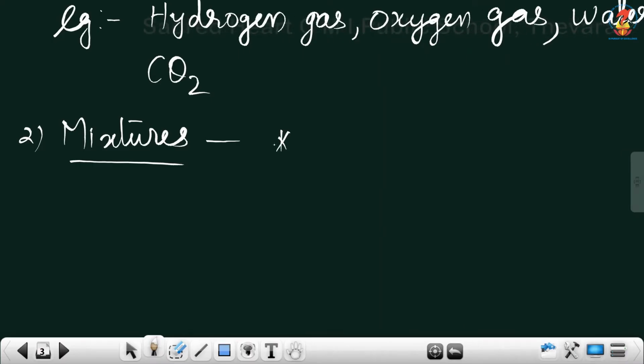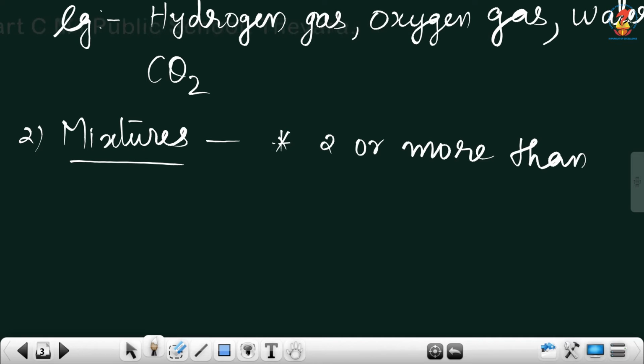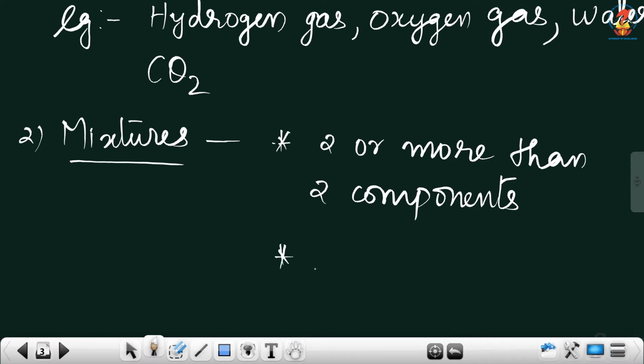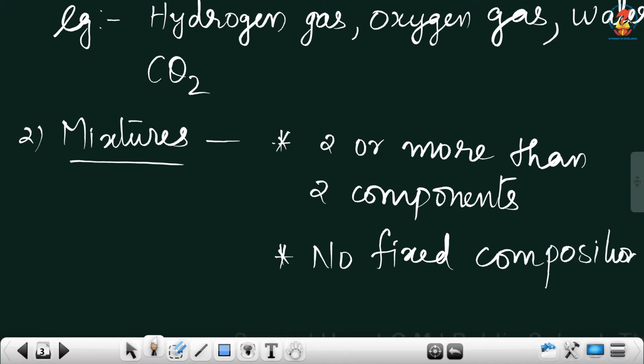Mixtures contain 2 or more components at a time. And the other property is that for mixtures there is no fixed composition. Such a mixture of materials we call a mixture.